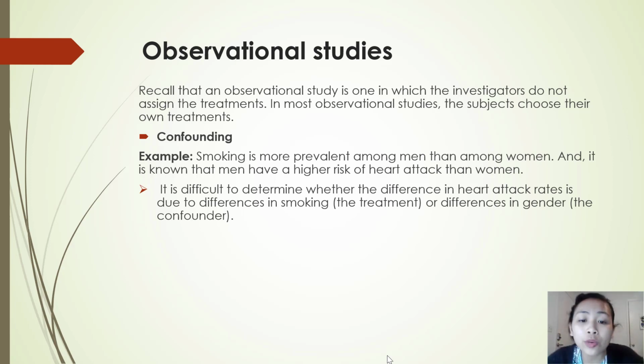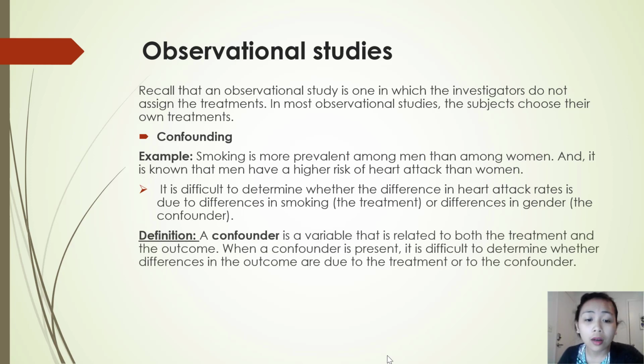Because we are interested in smoking, we're comparing between smoking treatments. So smoking is the treatment, and the gender in this case is the confounder. Usually gender is used as a confounder. A confounder is a variable that is related to both the treatment and the outcome. When a confounder is present, it is difficult to determine whether the differences in the outcome are due to the treatment or to the confounder. So that is about confounding.